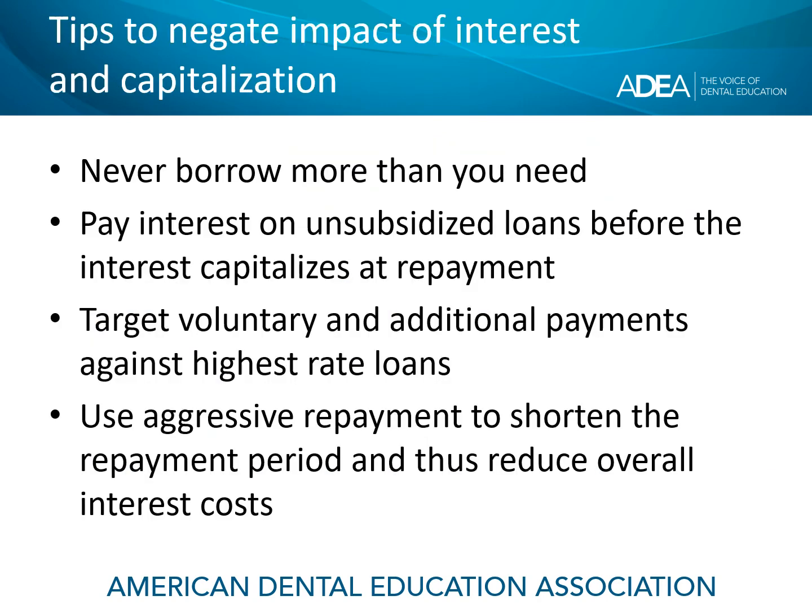Now, we close this short repayment module with some tips on how to negate the impact of high interest rates and capitalization on repayment. First of all, the most obvious one, never borrow more money than you really need. We mentioned this on an earlier slide, but just because you can borrow up to the full cost of attendance minus other aid with a direct unsubsidized and direct plus loan, that doesn't mean you have to. So never borrow more money than you really need. If at all possible, pay the interest or some of the interest on your unsubsidized loans before it capitalizes at repayment. That will certainly help keep the total repayment cost down.